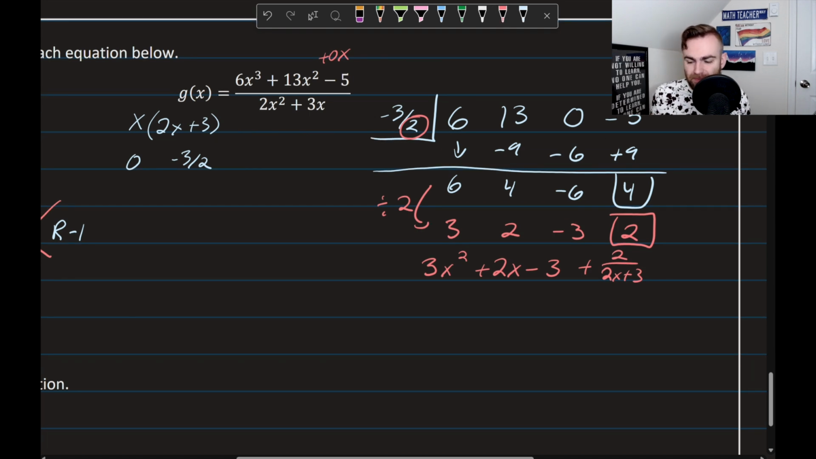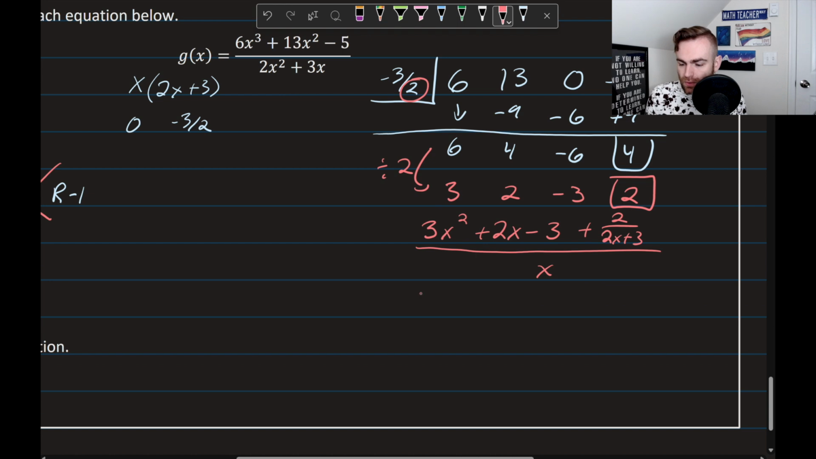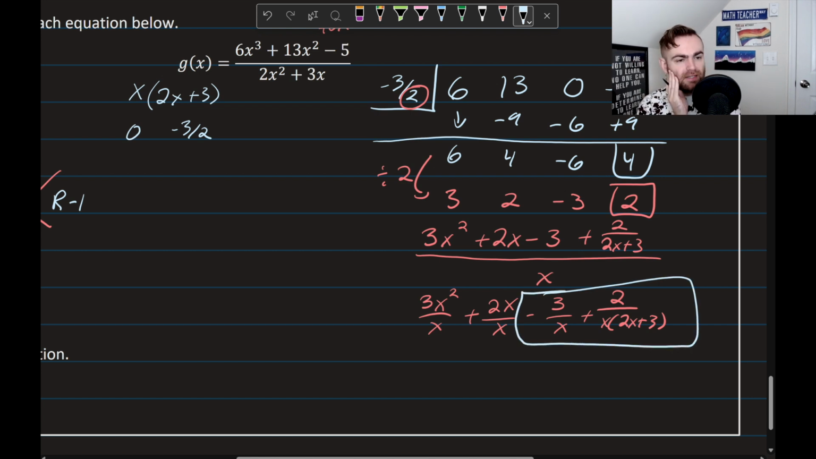Now we need to divide this by x, so this entire thing is being divided by x. Since we're dividing by a singular term, we can distribute our division. So we can do 3x squared divided by x plus 2x divided by x minus 3 divided by x. Plus, when you divide fractions, remember you keep change flip or multiply by the reciprocal. So plus 2 over x times 2x plus 3. Well, I notice something here, these two don't simplify at all. And we're going to have an x in the denominator.